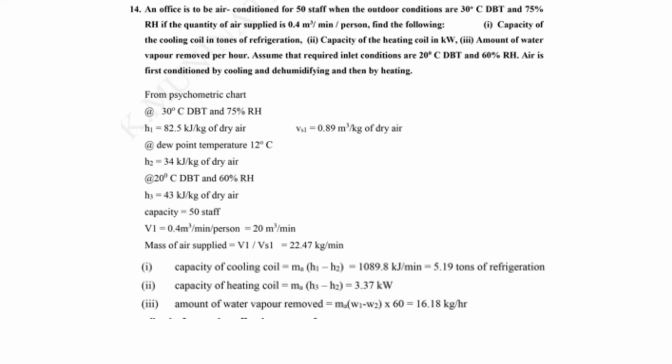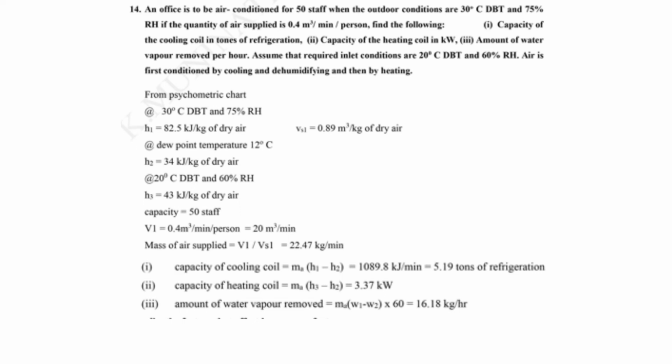Assume that the required inlet conditions are 20 degrees Celsius dry bulb temperature and 60% relative humidity. Air is first conditioned by cooling and dehumidifying and then by heating. Because from these conditions we have to find the required values.